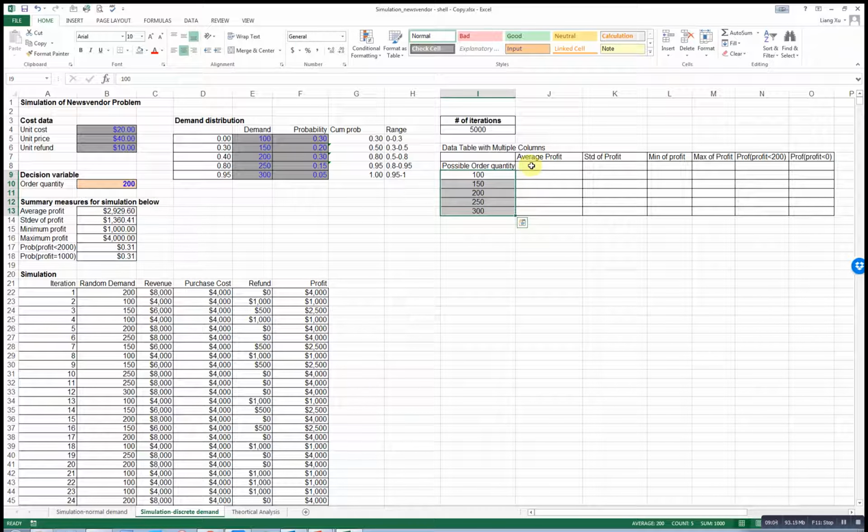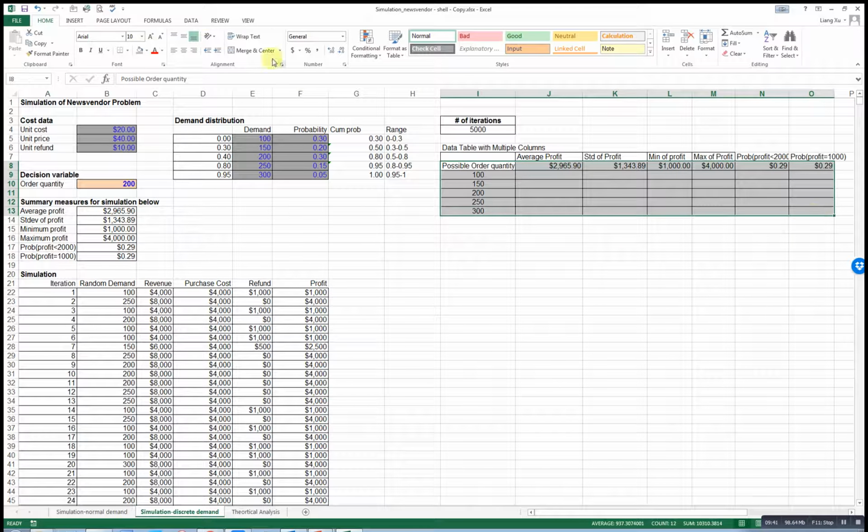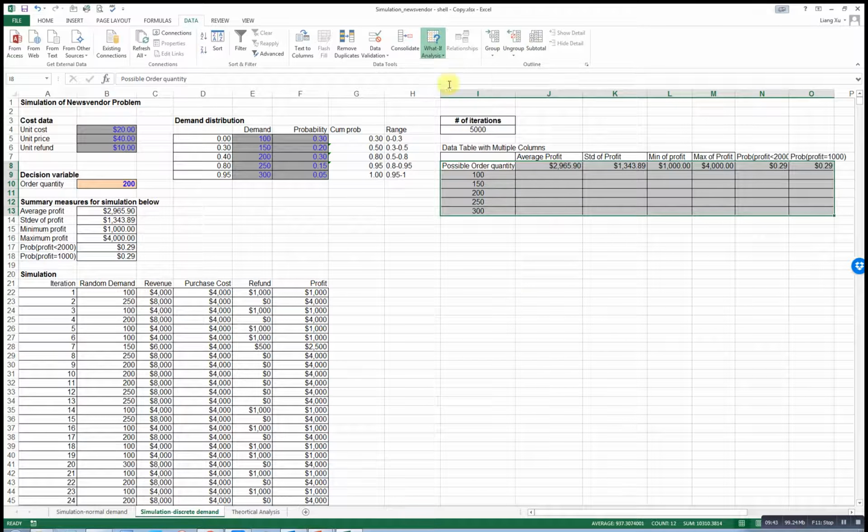To construct this data table, we first need to tell the data table what we want it to calculate by typing the things here: the minimum profit, the maximum profit, the chance that profit is less than 2,000, and the chance profit equals 1,000. Then we highlight this region, go to Data, What-If Analysis, Data Table, and put the column input cell as order quantity, because the order quantity is in the column. We want to change this cell according to this column. Press OK, then we get a result.